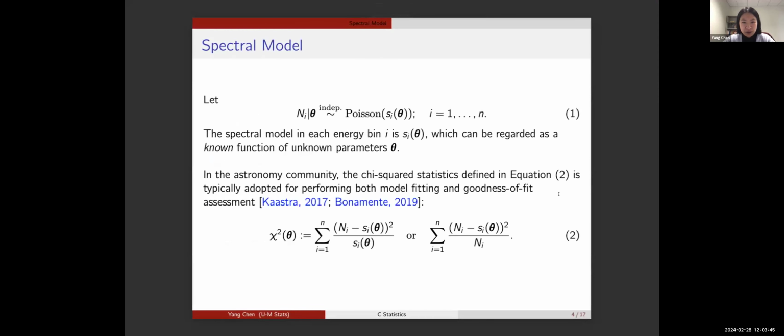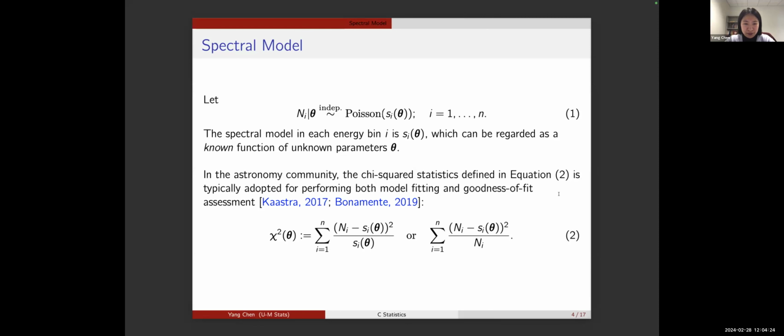So in terms of spectral model, this is a typical spectral model given by Ni, the number of counts that you get from energy being I. And theta is an unknown parameter, which could be multidimensional. Each of those Ni's are independently distributed as a Poisson distribution with the rate given by Si(theta). So Si(theta) is a known function, but there are some complications with this calculation of this known function that I'll introduce in a bit.